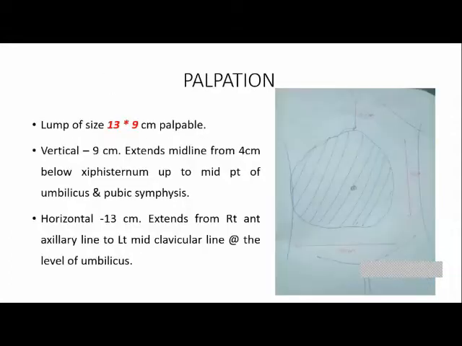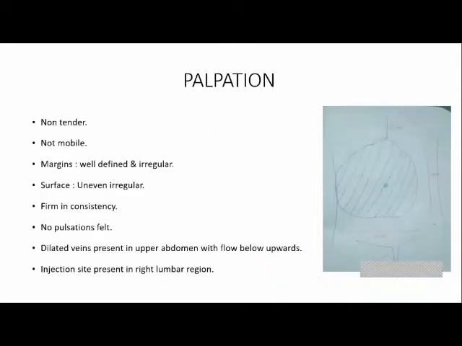On palpation, there is a lump of size approximately 13 into 9 centimeter, with vertical extension of 9 centimeter, which extends from 4 centimeter from the xiphisternum up to the midpoint of umbilicus and pubic symphysis. The horizontal diameter is 13 centimeter, extending from the right axillary line to the left midclavicular line at the level of umbilicus. The lump is crossing the midline, yes, sir.